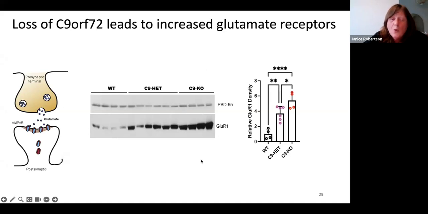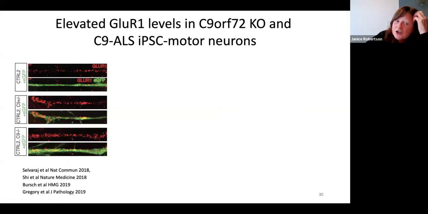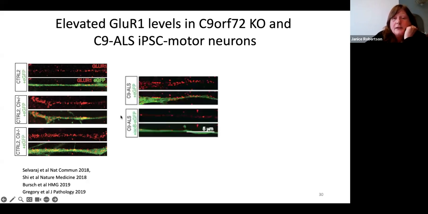you have more GLUR1. And work from Justin Ishida's lab and from other labs have shown that in iPSC neurons, here you have iPSC motor neurons. You can see there's GLUR1 levels in a control motor neuron. And then when you have knockout of C9orf72, you're getting elevated levels of the GLUR1 on the surface. And this is also true in the full expansion carriers. So these are knockout motor neurons. These are patient-derived from repeat expansion carriers.